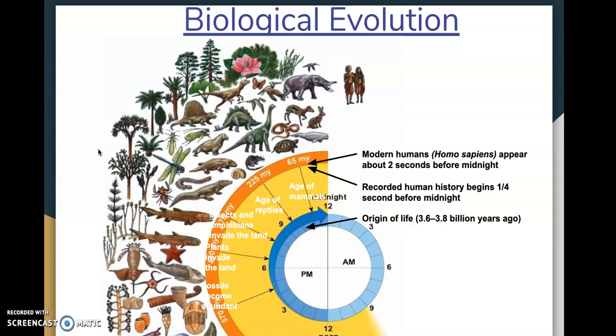3. Here we go. Let's talk about biological evolution. We said the Earth is about 4.6 billion years old. Life, if you look back on our clock, is about 3.6 to 3.8 billion years ago. That's when life first appeared. Now, if you look on top where it says modern human beings, they appear about 2 seconds before midnight, so that we have hardly even been on this planet compared to how long life has been here. Okay?